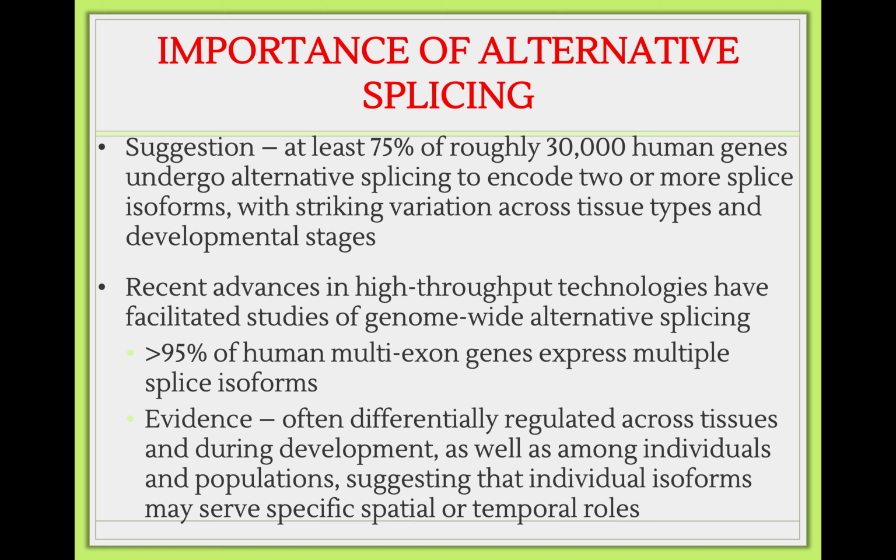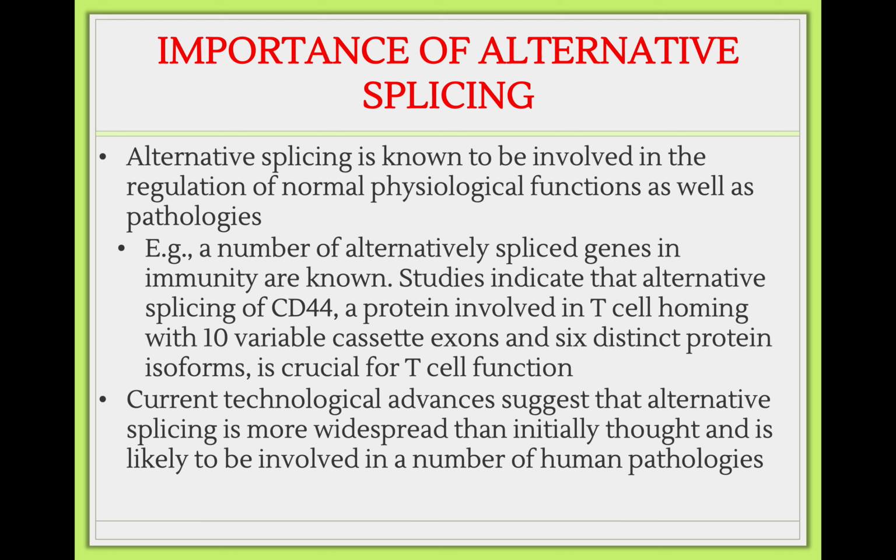So recent advances in high throughput technologies have of course facilitated studies of genome-wide alternative splicing, whereby more than 95% of human multi-exon genes express multiple splice isoforms, and the isoforms are often differentially regulated across tissues and during development. This is also true among individuals and populations, which suggests that individual isoforms may serve specific spatial and temporal roles. So alternative splicing is of course known to be involved in the regulation of normal physiological function, and it is also known to have an impact on pathologies.